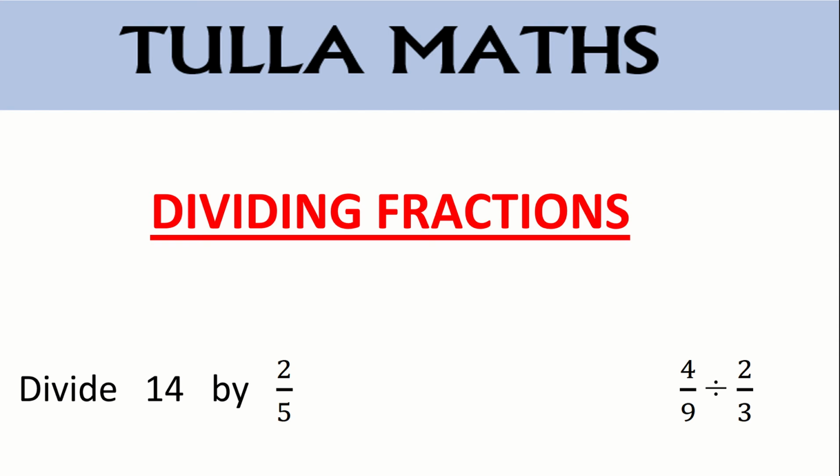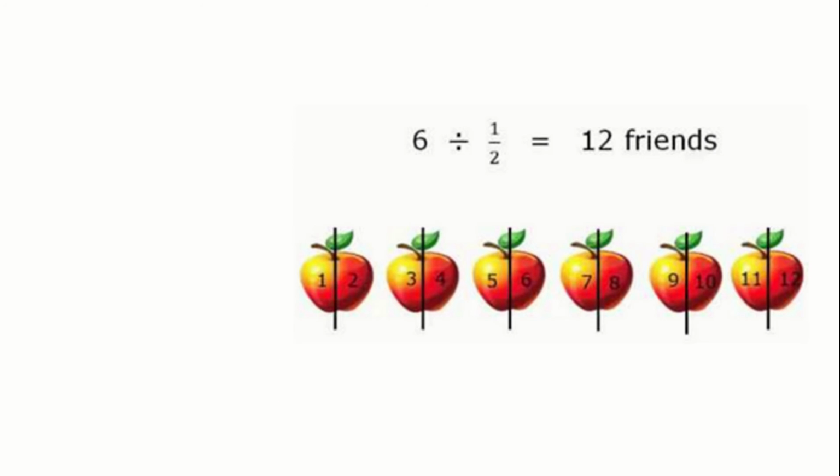But first of all, let's have a look at what it actually means to divide by a fraction. So looking here at the picture, we have 6 apples. And when you cut the 6 apples in half, that leaves you with 12 half apples. So another way of looking at it is if you have 6 friends and you want to divide the 6 friends in half. When you divide 6 by half, you get 12.